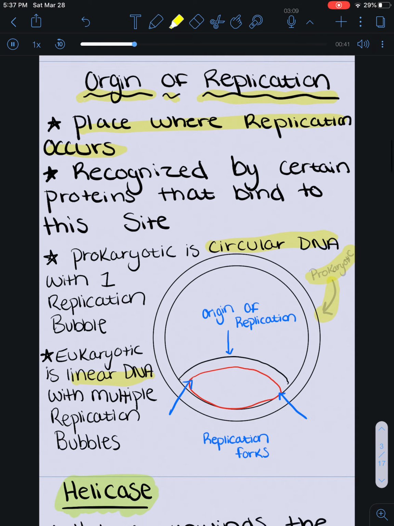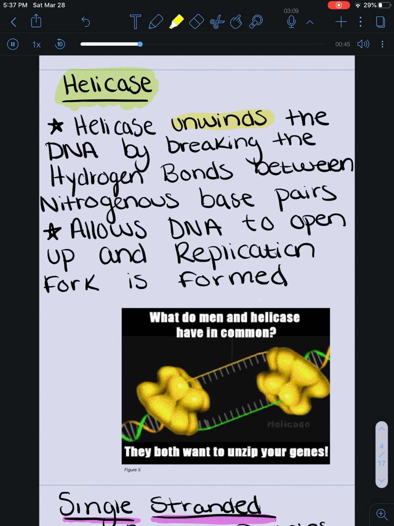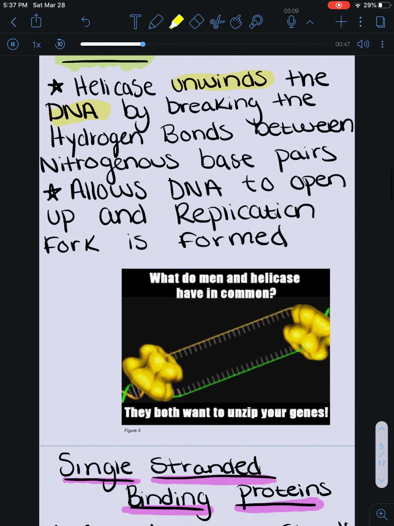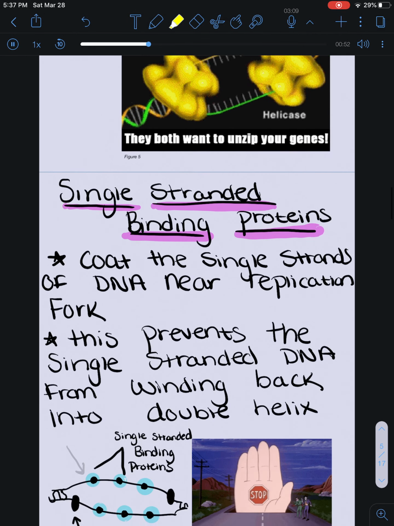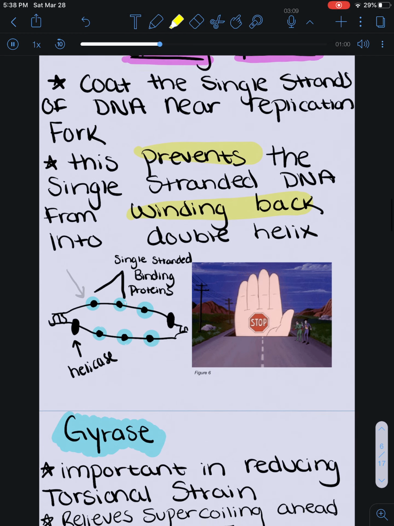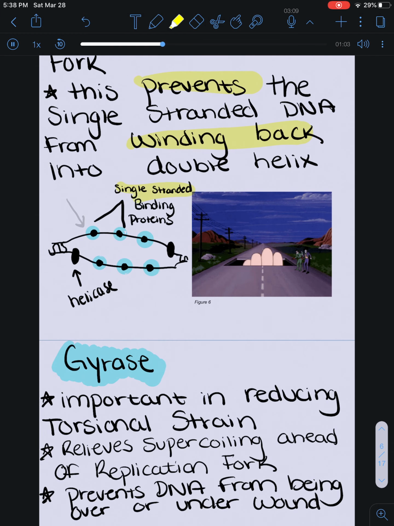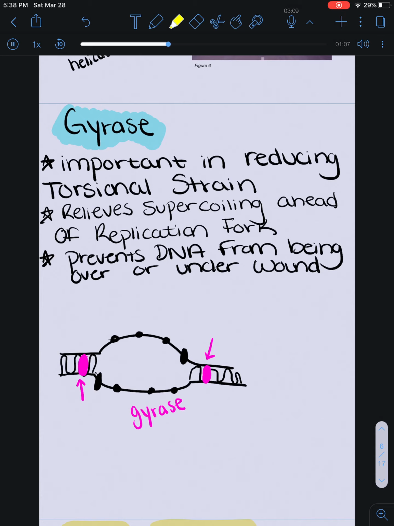So after we have the origin of replication, helicase comes in, and helicase unwinds the DNA and unzips the genes. After helicase unzips the genes, single-stranded binding proteins come in and coat the single strands, and this prevents the single-stranded DNA from winding back up into the double helix, because that would be bad and replication couldn't occur if it went back up. And then gyrase also comes in with the single-stranded binding proteins and prevents the DNA from being over or underwound. So you can see that drawn in pink.